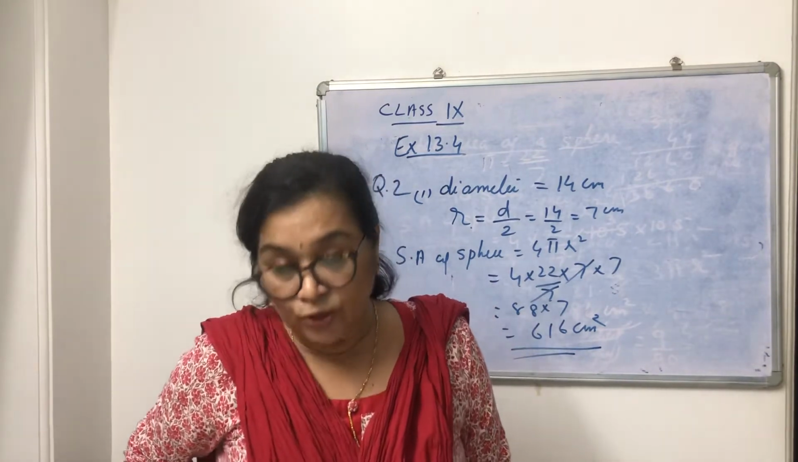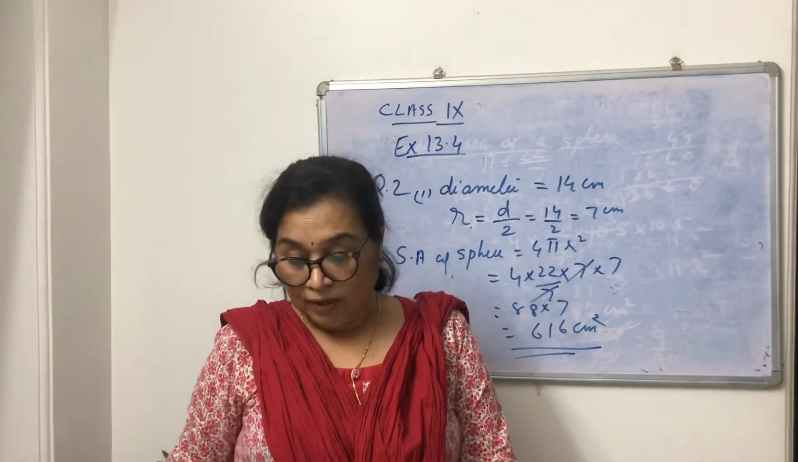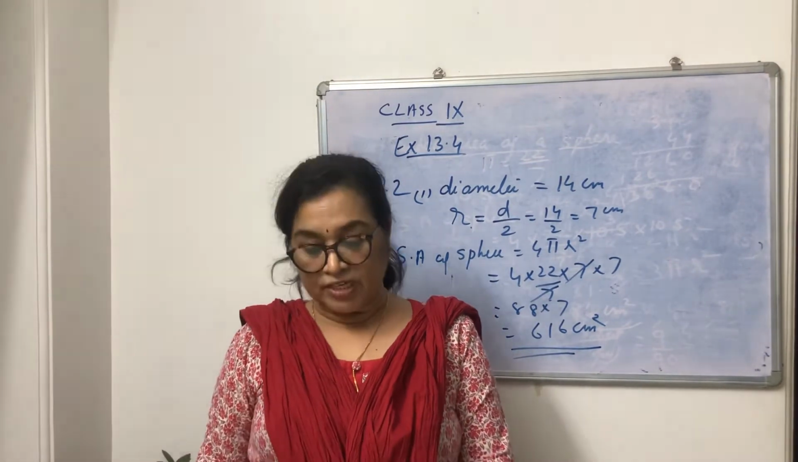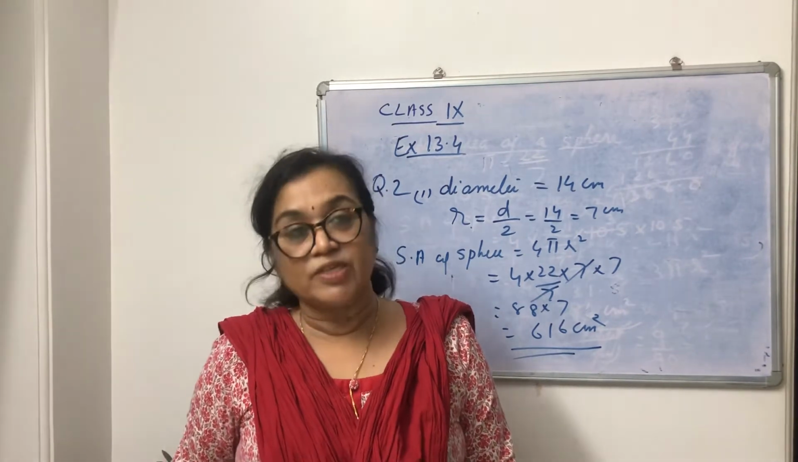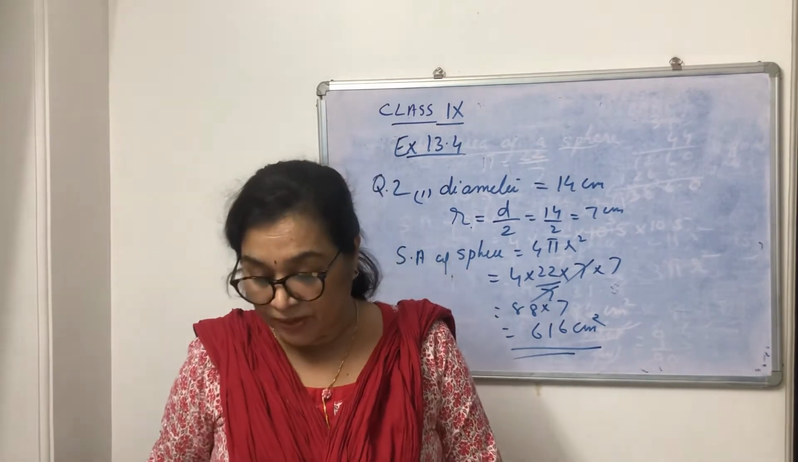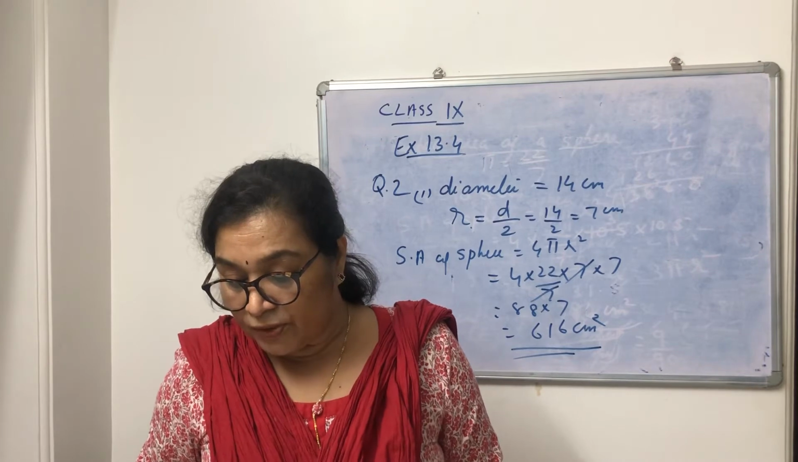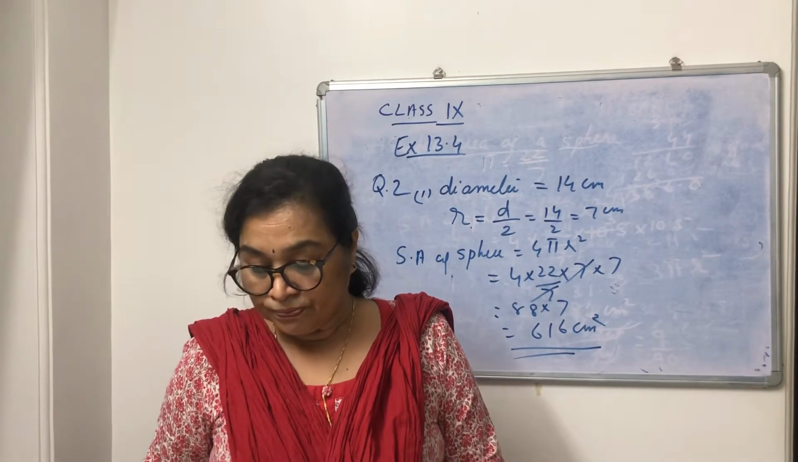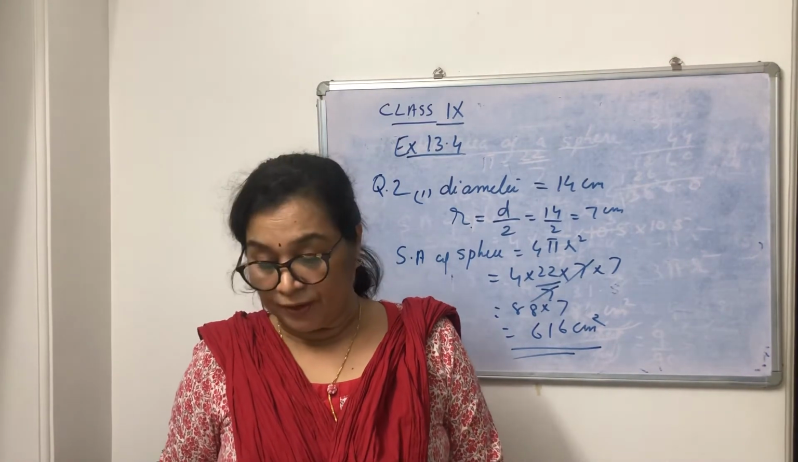This question also has 2 more parts. One diameter is given as 21 centimeter, the second diameter is given as 3.5 centimeter. So you can do it by yourself. Substitute the value and find out.